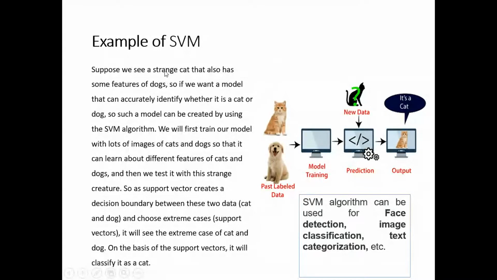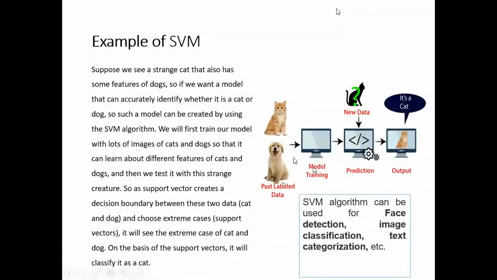Suppose we see a strange cat that also has the features of a dog. If you want a model that can accurately identify whether it is a cat or a dog, such a model can be created using an SVM algorithm. We are making a statement that we can use an SVM to do that. We just need to have the inputs added with past labeled data.